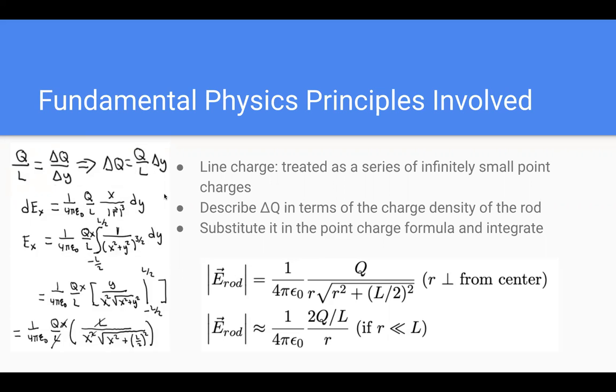And then from there, we can substitute into the point charge formula and derive what the electric field of a rod is. Here you can see the magnitude is equal to this formula when you're perpendicular from the center. When you're very up close to the rod, it behaves like this. If you're far away from the rod, it behaves like a point charge. But you can see the derivation right here.